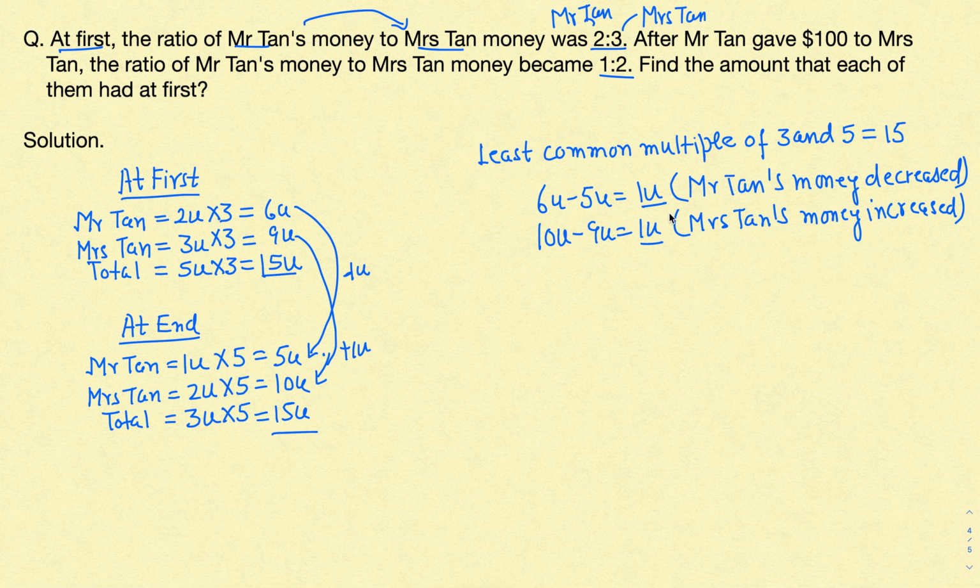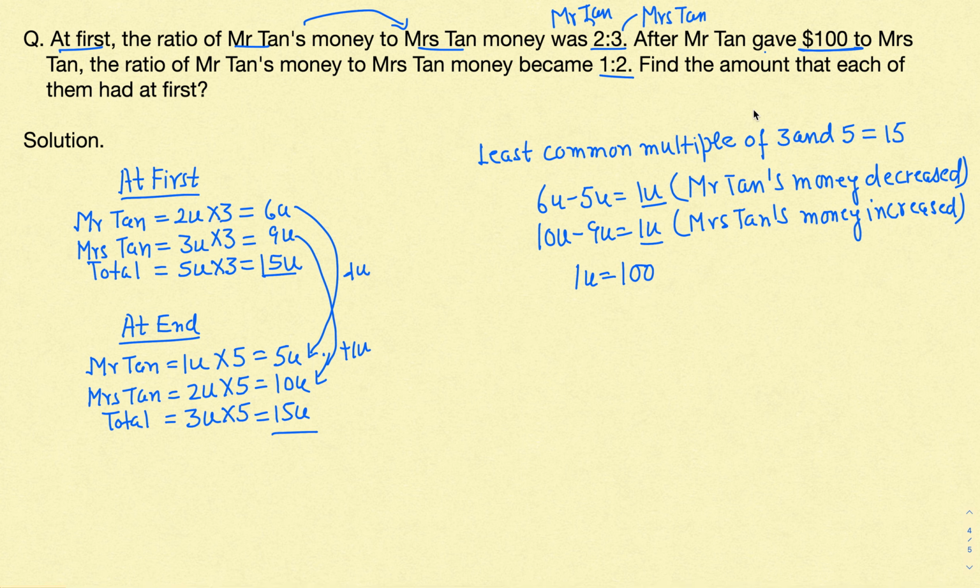Why is there a decrease in Mr. Tan's money? Because Mr. Tan has given $100 to Mrs. Tan. So that's why Mr. Tan's money has decreased and Mrs. Tan's money has increased. And how much is the change? So the change in terms of units is 1 unit. So we can say that 1 unit is $100. The change has happened because Mr. Tan has given $100 to Mrs. Tan, and the change is equal to $100.